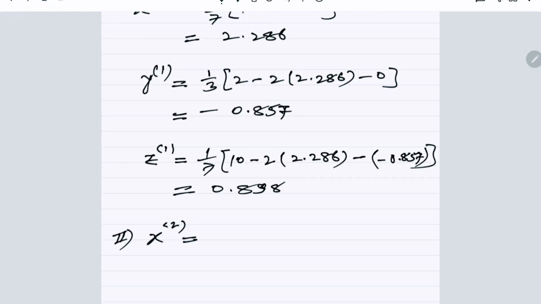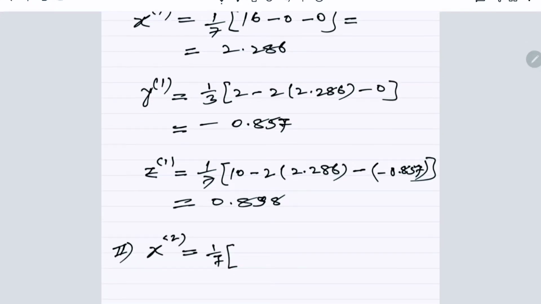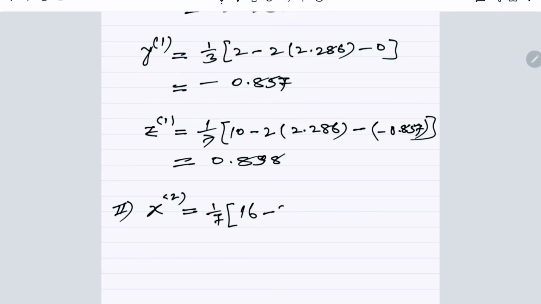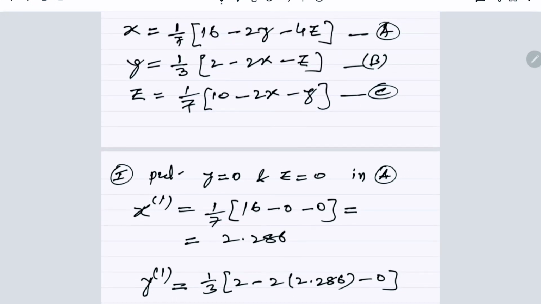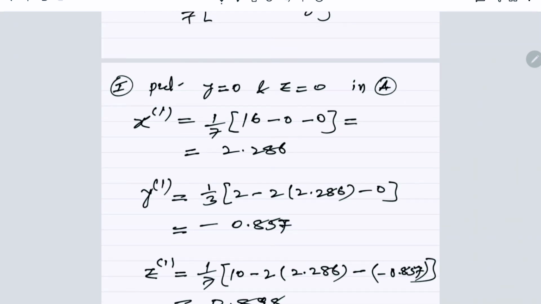We find out the new approximation for x, that is x2. Again, using equation A, we get 1 by 7 times 16 minus, and always put the latest values of the variables. Therefore, the latest value of y is minus 0.857, and minus 4z, 0.898 into 4, and by calculator we get that value as 2.017.